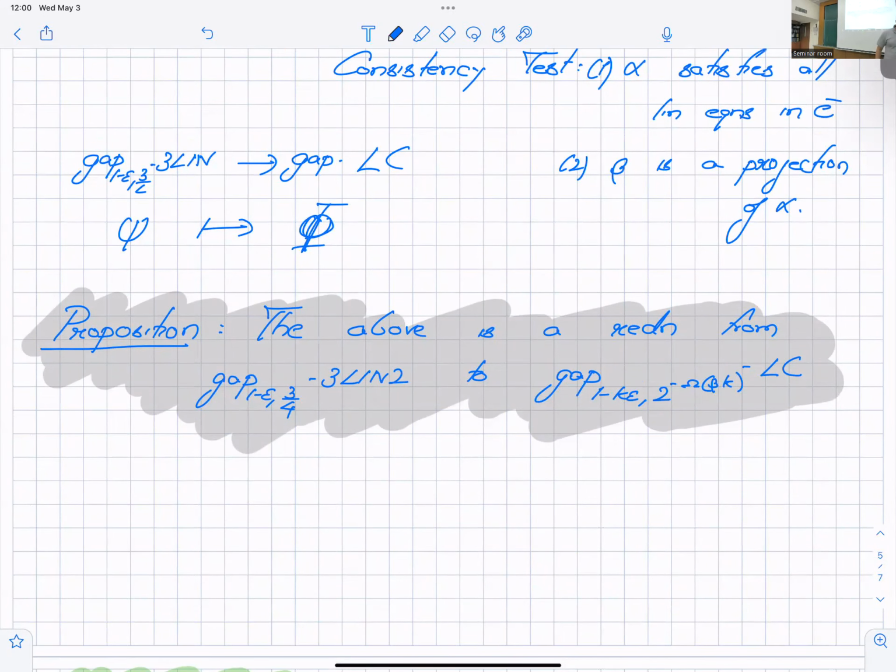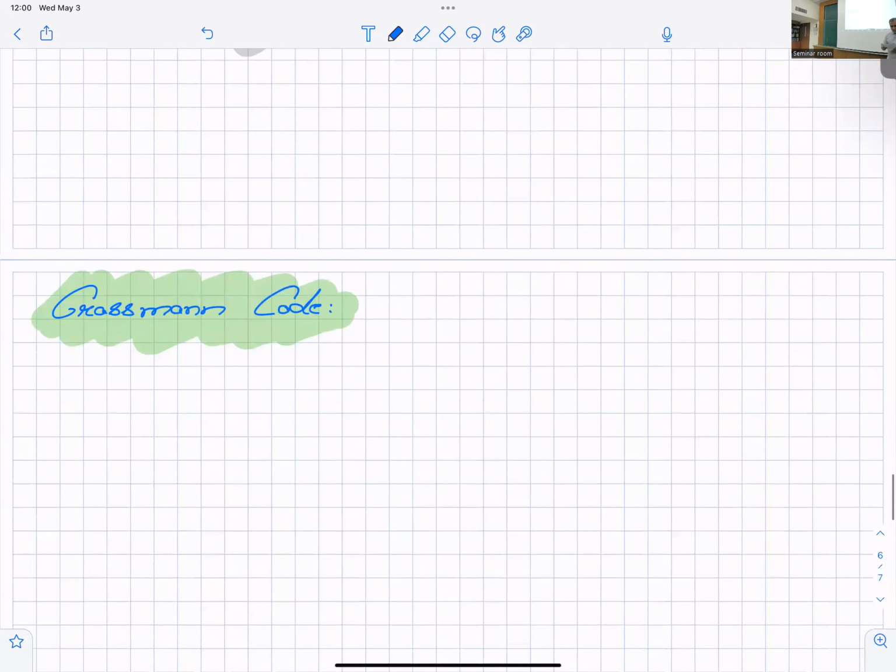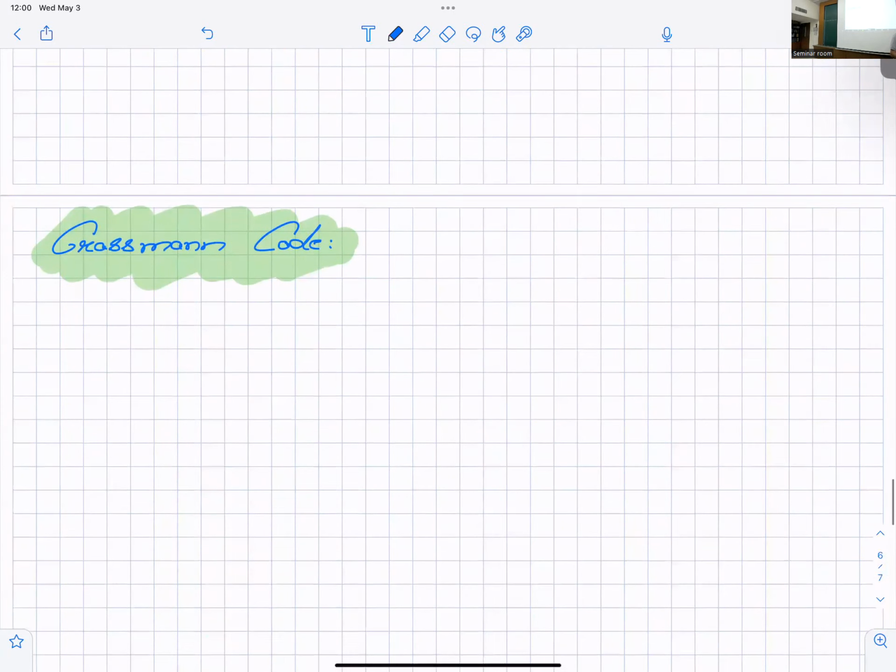Okay. So what's the Grassmann? We're going to talk about it. Suppose I want to encode this string x in F2 to the k. This k is actually either going to be 3k or it's going to be 3k minus 2 beta. So I want to encode this string.